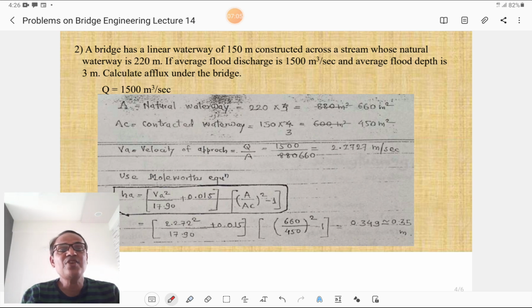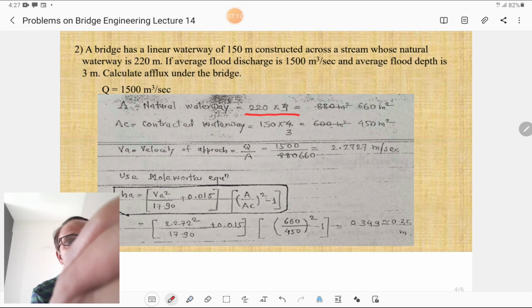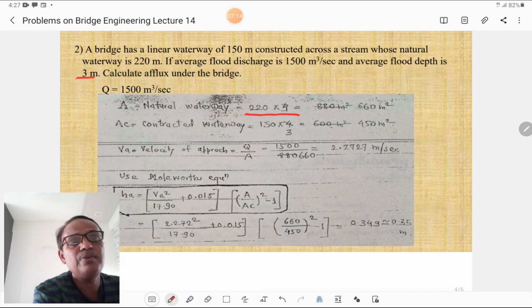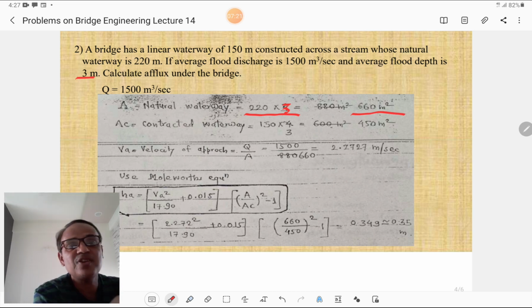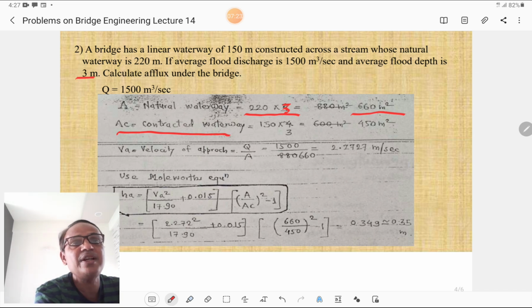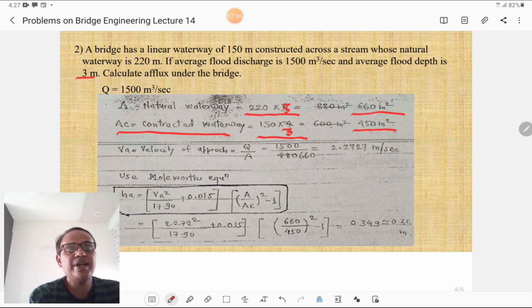A is the natural waterway. The natural waterway is given as 220 meter and the depth is 3 meter. So 220 multiplied by 3, you will get 660 meter square as the natural waterway. Then A_c is the contracted waterway. How is it calculated? The contracted waterway is calculated by this reduction in linear waterway: 150 meter multiplied by 3, that is 450 meter square, is the contracted waterway.